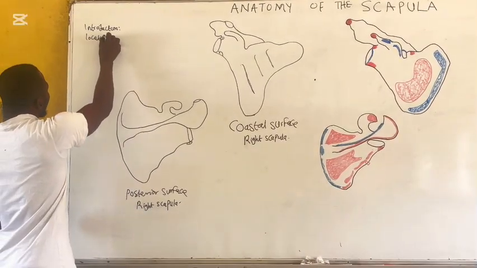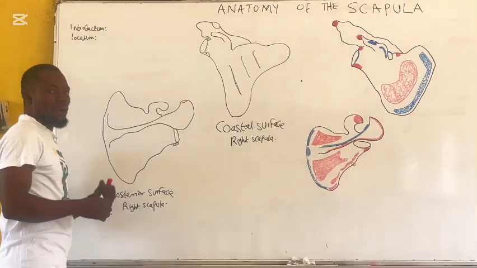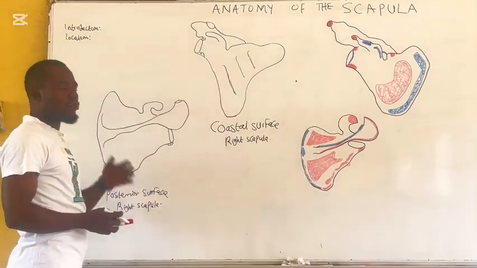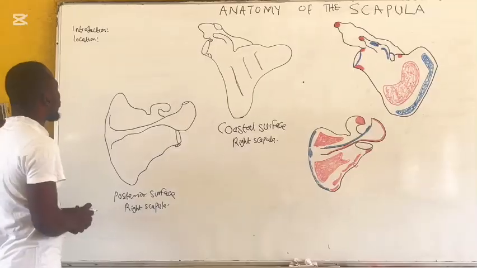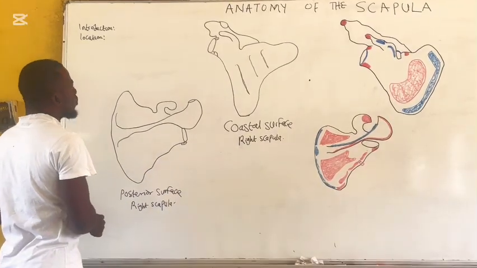Location. We said it is located at the upper part of the posterolateral aspect of the chest wall. That is the location of the scapula.